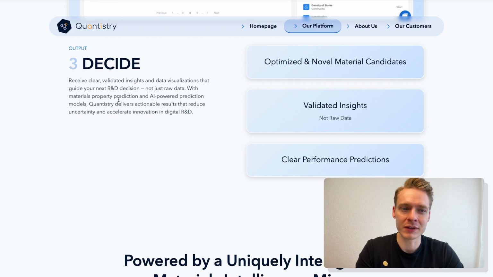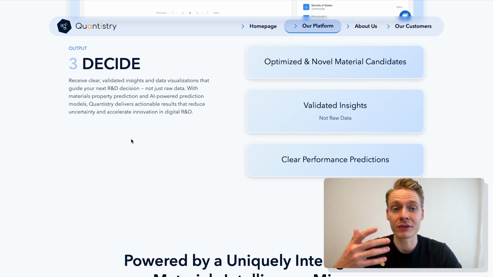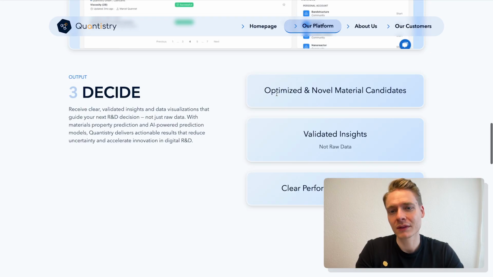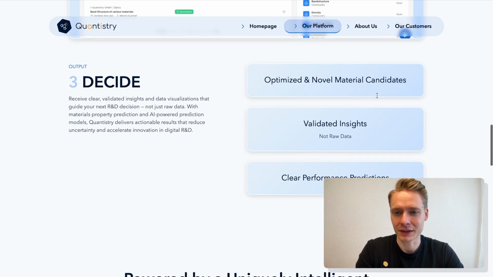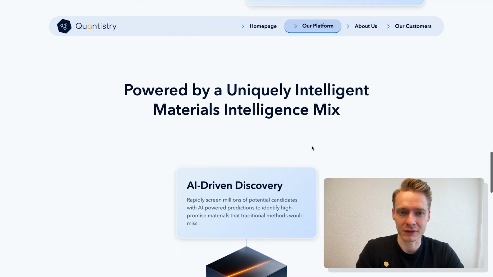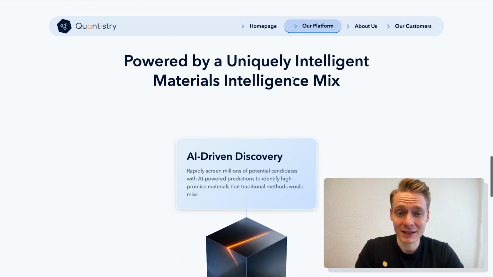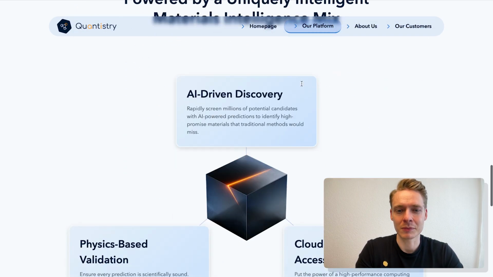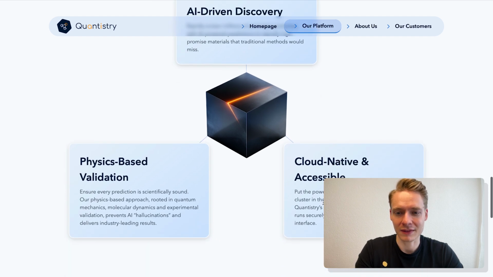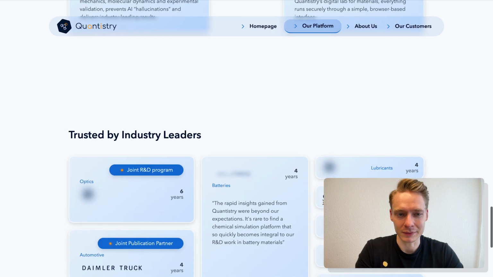And here it says receive clear validated insights and data visualizations that guide your next R&D decision, not just raw data. With materials property prediction and AI-powered prediction models, Quantistry delivers actionable results that reduce uncertainty and accelerate innovation in digital R&D. So optimize novel material candidates, validate insight, clear performance predictions. Powered by a uniquely intelligent materials intelligence mix. So there's the AI part, there's the physics-based validation, and the cloud-native accessibility as well.